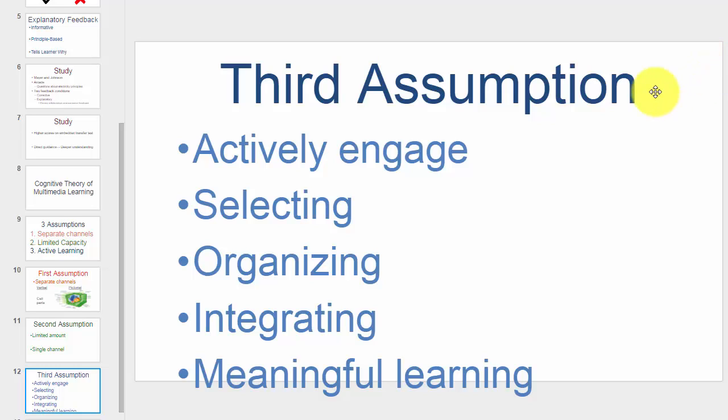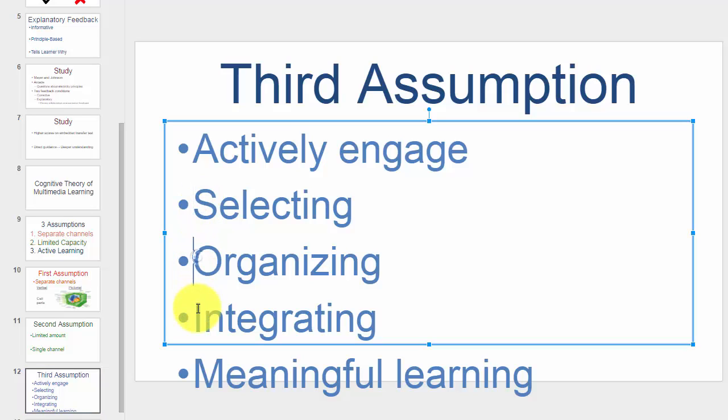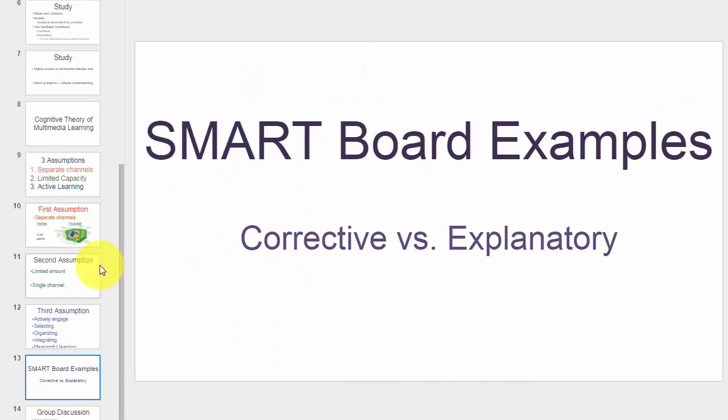But when I first was introduced to this concept, I had a hard time visualizing or conceptualizing, selecting, organizing, and these two parts. And also meaningful learning. Well, what do you mean by that exactly? So 3 things are kind of vague. And this is also a transitional slide to move on, to transition to smartboard examples.